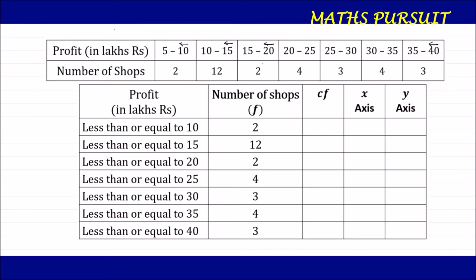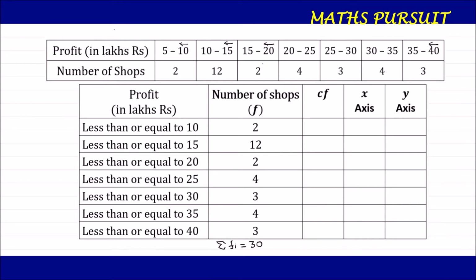So after having this data, less than or equal to 10, less than or equal to 15, let us now focus our attention on the frequency. The frequencies they have given in the rows, I have noted down here: 2, 12, 2, 4, 3, 4, 3. And we know that the sum total of this frequency is 30. This is what we know. Now we are going to find the cumulative frequency here.